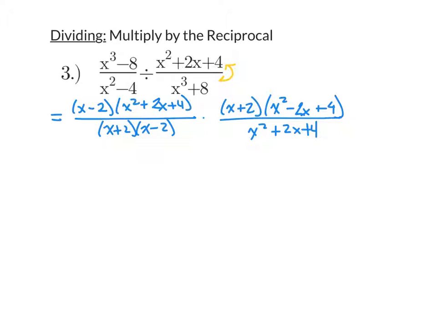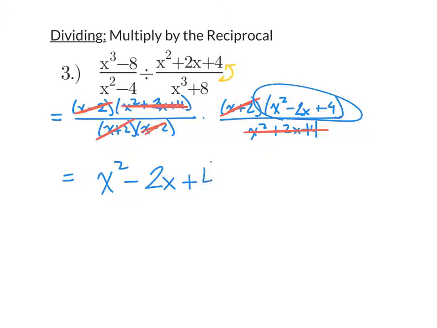Now that it's all factored, we want to look for those factors that are the same in the numerator and denominator. So for instance, I have this x minus 2, this x plus 2, and x squared plus 2x plus 4 cancels with the x squared plus 2x plus 4 in the denominator. And the only thing I have left is this guy that's up in the numerator, and that will be our answer, x squared minus 2x plus 4.